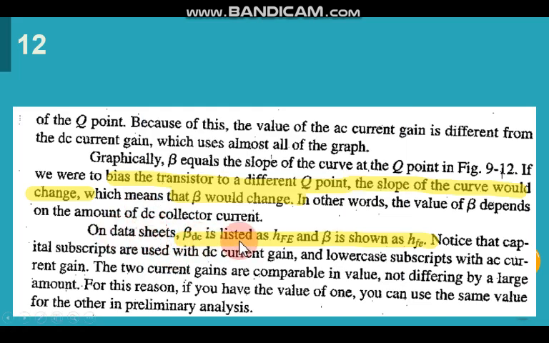So beta DC is listed as capital HFE and beta AC is small hfe. Almost both the betas are comparable, and you can use the same value for either one if only one value is given to you. Then you can use that for preliminary analysis.